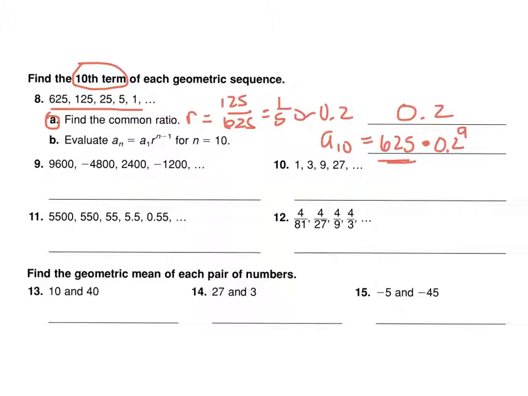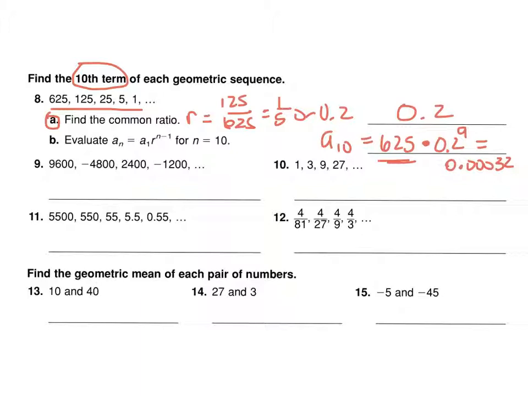And then we're just going to type this in the calculator, and when we do that, we end up getting 0.00032. I'm going to have to write that on the side here. 625 times 0.2 to the 9th. The 10th term in this sequence is 0.00032. We're going to play that same game for all of these sequences.